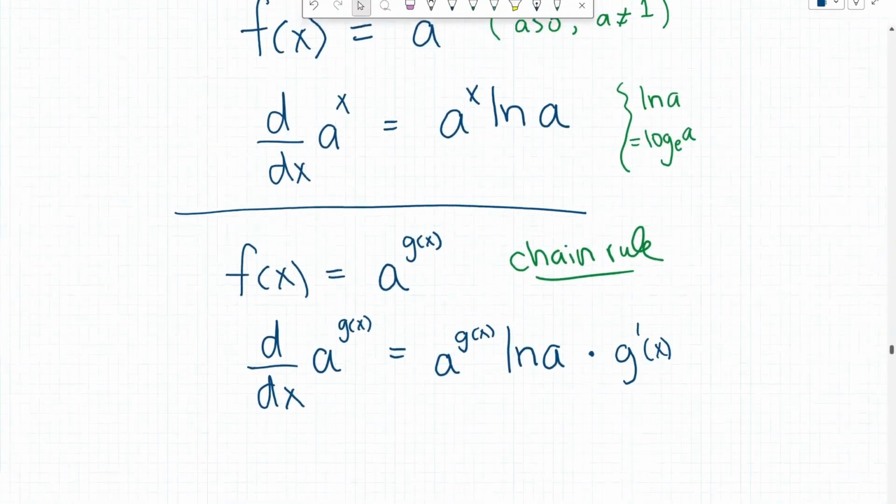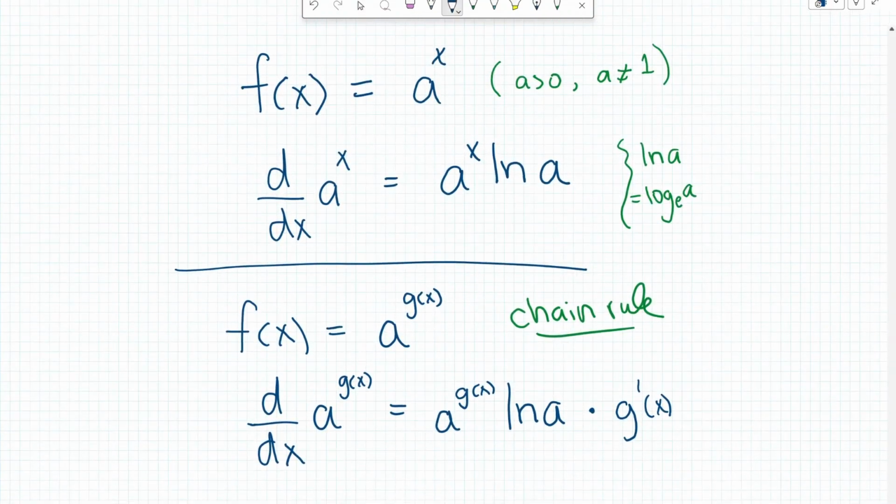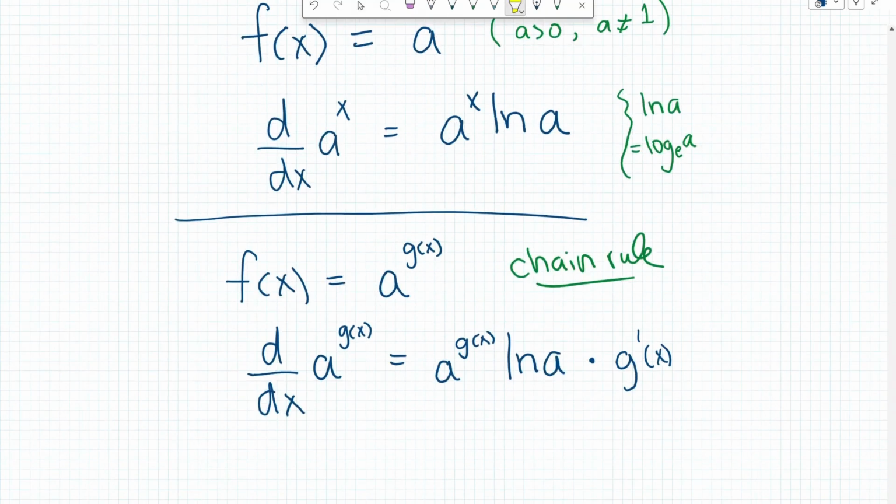Let's compare the two. We can see that it's pretty similar. The only difference is that when we had just x in the exponent, we have x over there, but here we have g of x. And then because we have a composite function, we have to multiply by the derivative of the inside function. Above, technically you can think about it the same way, but the derivative of our inside function x just equals 1. So we'd be multiplying by 1, and that's why we don't have to show it, because it won't change our function.